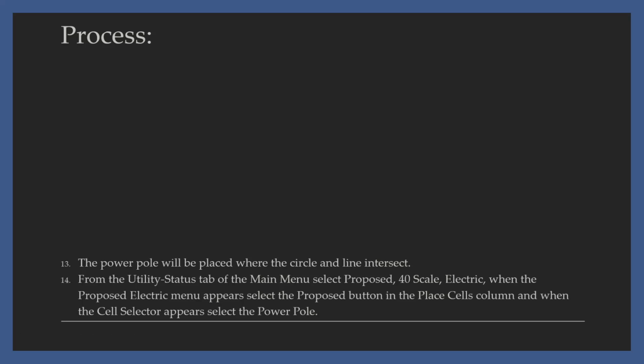From the Utility Status tab of the main menu, select the proposed 40 scale electric. When the proposed electric menu appears, select the proposed button in the Place Cells column, and when the cell selector appears, select the power pole.